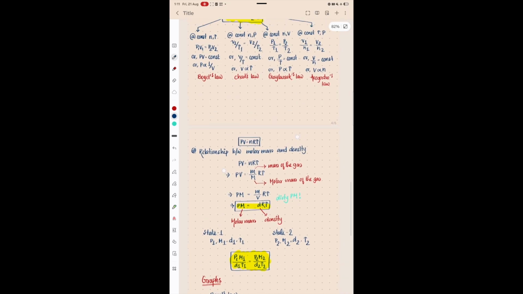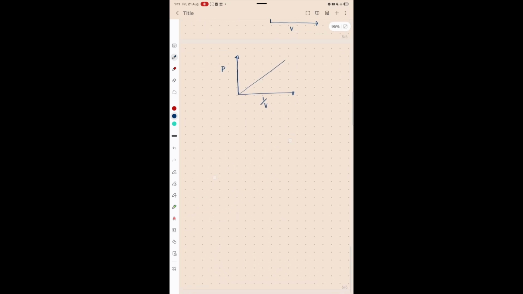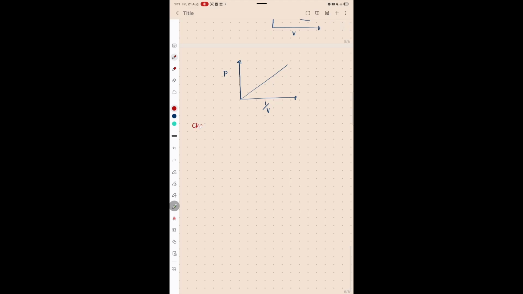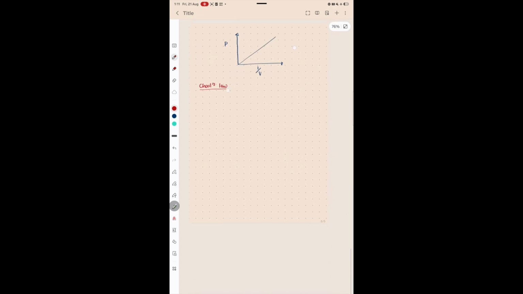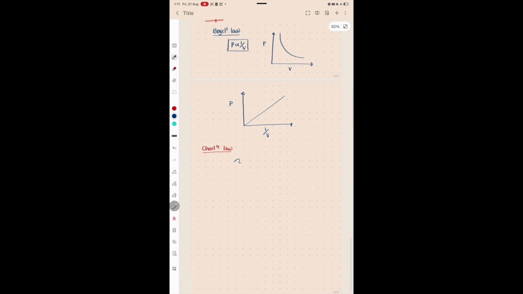Now coming to your second graph, that is Charles' law. What does Charles' law tell? Volume is proportional to your temperature. So as temperature increases, the volume increases. So if I plot this, how will this be? Volume versus temperature, this will be a proportional increase, right?